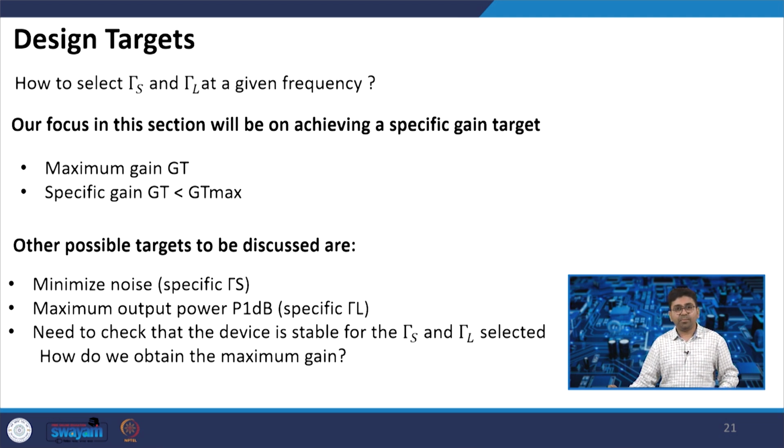Then for maximum output power P1 dB, we need to design a specific gamma L, and it has application in the power amplifier. We also need to check that the device is stable. For the gamma S or gamma L selected, how do we obtain the maximum gain? Our target is to find the maximum gain of the amplifier, and you can use all these gain formulas and stability criteria to find the values of gamma S and gamma L required to achieve the necessary gain or a maximum gain.